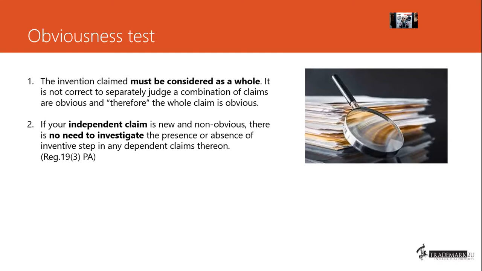It cannot be separately judged a combination of claims or obvious. You see, when we draft claims for inventors, it's very important that we normally draft a very good independent claim, of course, followed by the dependent claims. Although some of the elements or features in the independent claims or the dependent claims are common features or maybe obvious features, it does not jeopardize the whole claims, all right?